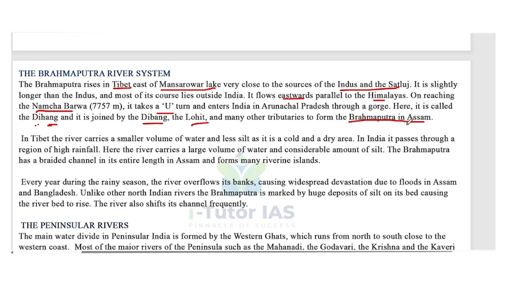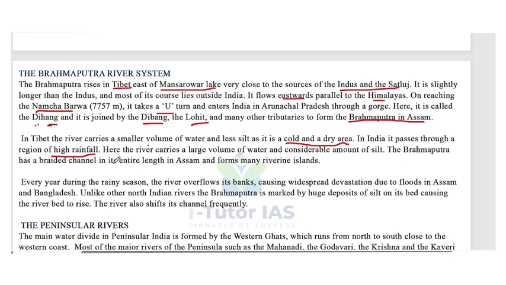Brahmaputra in Assam. In Tibet, the river carries a smaller volume of water and less silt, as it is a cold and dry area. So the volume of water or the water level is very small. But after entering India, it passes through a region of high rainfall. The Arunachal Pradesh region is a high rainfall area. And here the river carries a large volume of water and a considerable amount of silt.